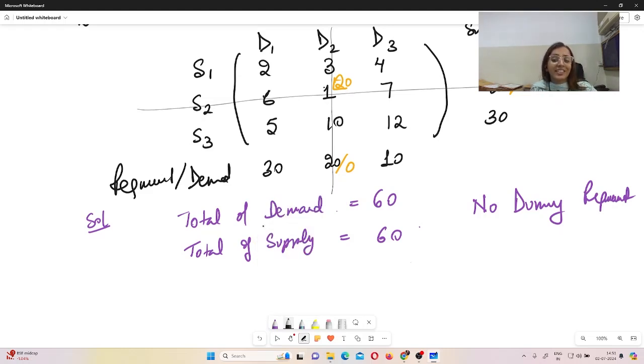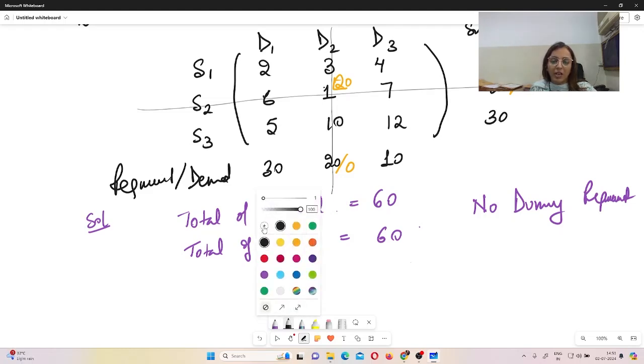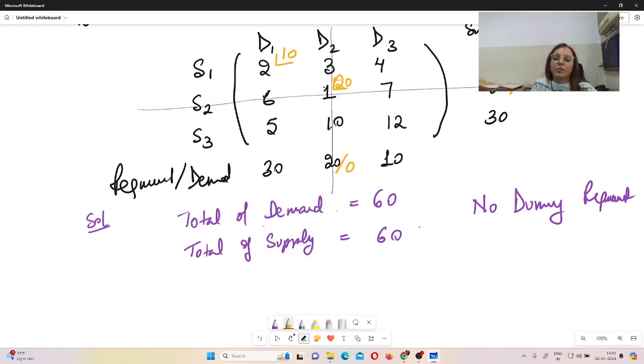Now find the next least cost from the remaining matrix. Remember, we have to find the least cost from the remaining elements only. The remaining values are 2, 4, 5, and 12. What will be the least cost? That will be S1, D1, that is 2. So give the allocation there. How much can we give? Supply is 10 and demand is 30, so the maximum allocation can be 10.